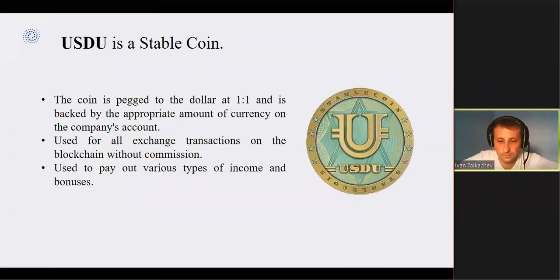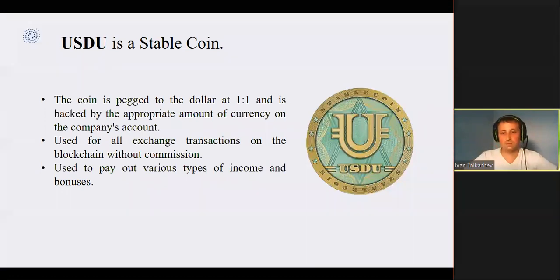The fourth type of token is USDU, or a stable coin. So there is a question: why do we need the CRU token? The CRU token is needed for different projects implemented on the blockchain and to support these different projects. But I will answer all your questions in the end.